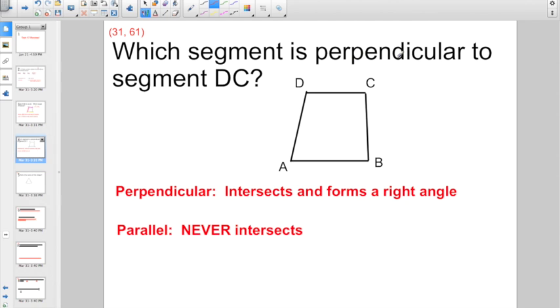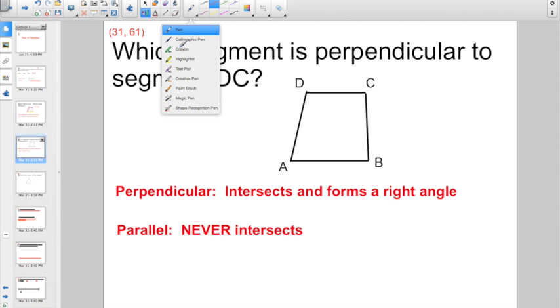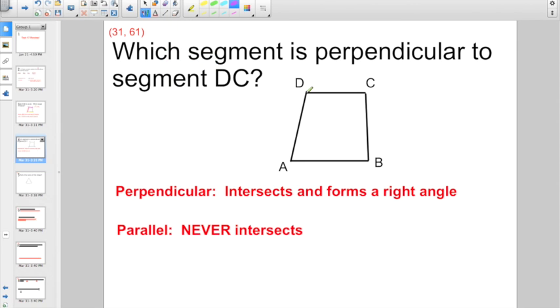Which segment is perpendicular to segment DC? Well, first of all, let's take a look at what we're talking about. Segment DC is right there, right? And they want to know which is perpendicular. Make sure you get these words straight. Perpendicular means it intersects and forms a right angle. So 2 different segments here are intersecting with segment DC. The one that's forming the right angle is right here.